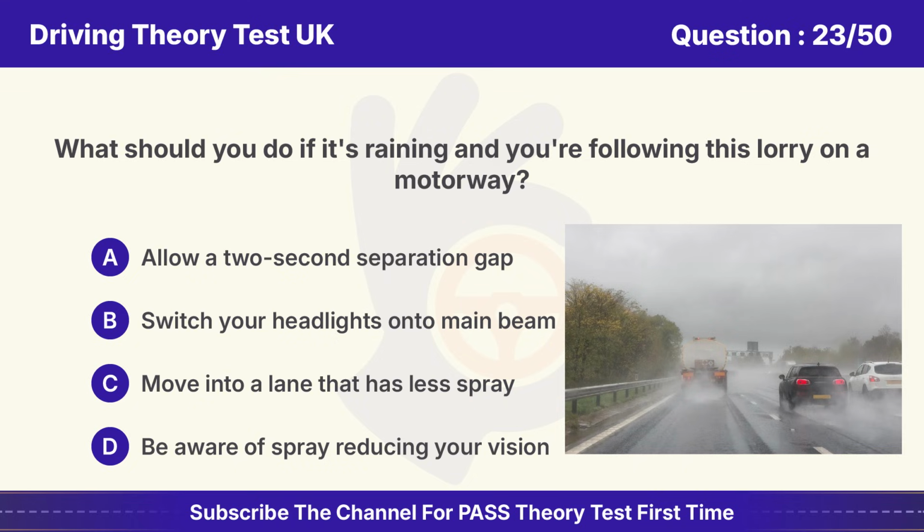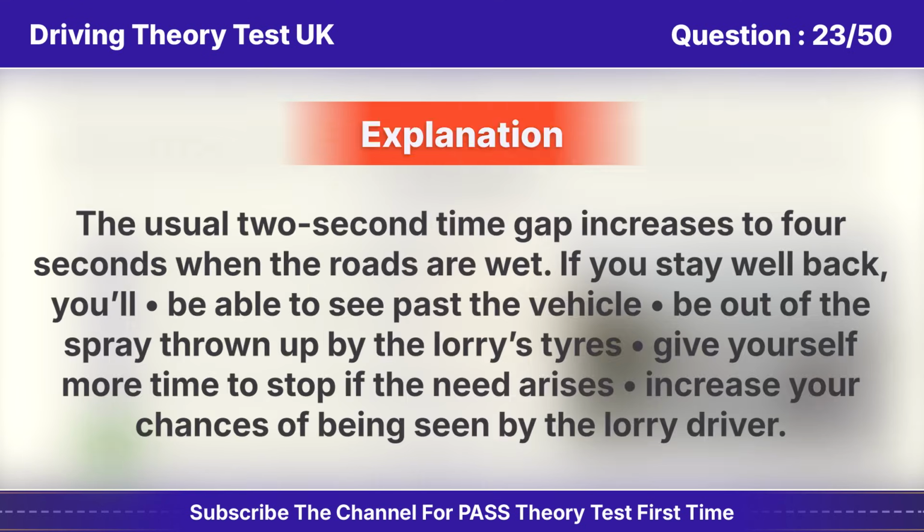Question 23. What should you do if it's raining and you're following this lorry on a motorway? Answer is D. Be aware of spray reducing your vision. The usual 2-second time gap increases to 4 seconds when the roads are wet. If you stay well back, you'll be able to see past the vehicle or be out of the spray thrown up by the lorry's tires, or give yourself more time to stop if the need arises, or increase your chances of being seen by the lorry driver.